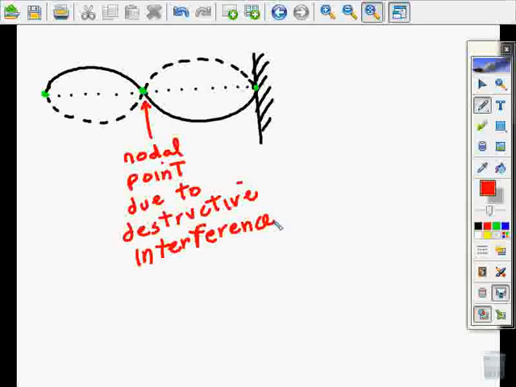So that point in the middle is a nodal point due to destructive interference. And both endpoints are nodal points because they're fixed in place. Fixed endpoints are nodal points.